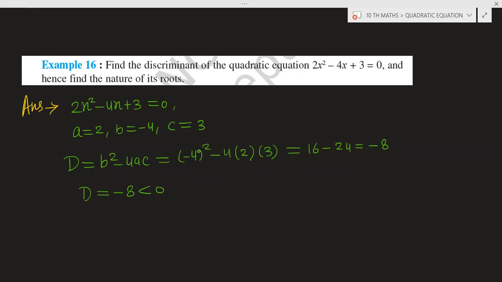So I told you that if the value of discriminant is less than 0, then the given quadratic equation will not have any real root. No real root, you can write.